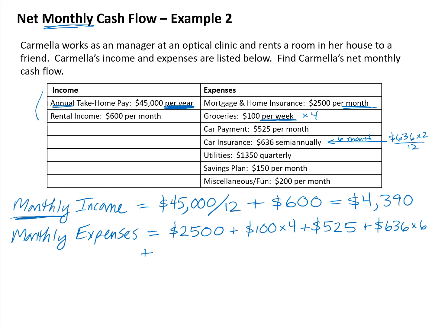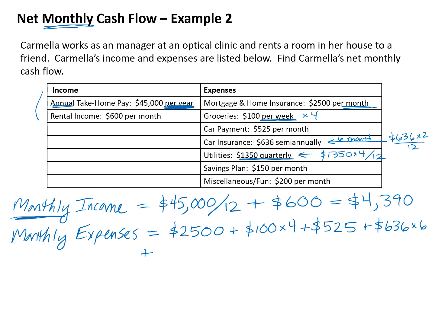Then we have a couple of other things to convert. We have utilities, things like gas, sewage, water, electricity. That is paid on a quarterly basis, $1,350 quarterly. Now, when we want to convert quarterly, I want you to remember that quarterly means 4 payments during the year. So I could take that $1,350 and multiply by 4 to get to the year, and then divide by 12 to get back to the monthly amount. Another way to think about quarterly is if it's 4 times a year, that's every 3 months. So we could divide that by 3 as another way.